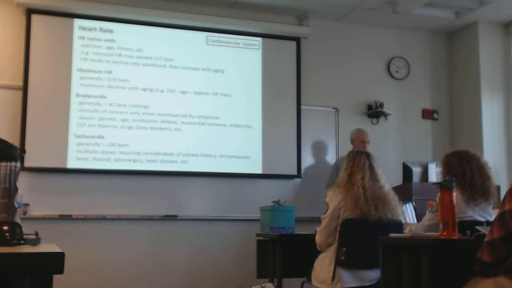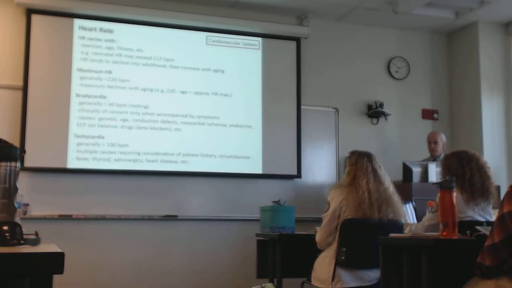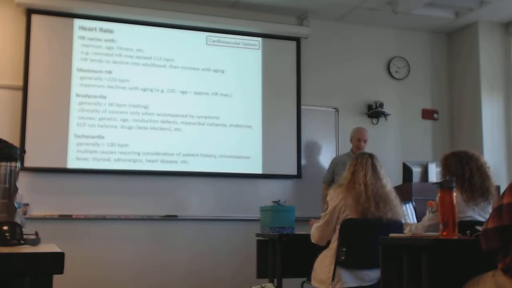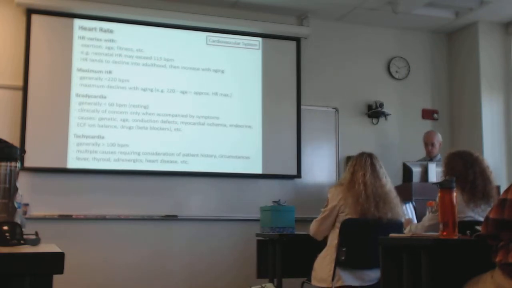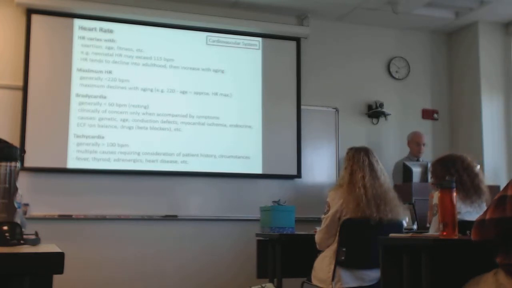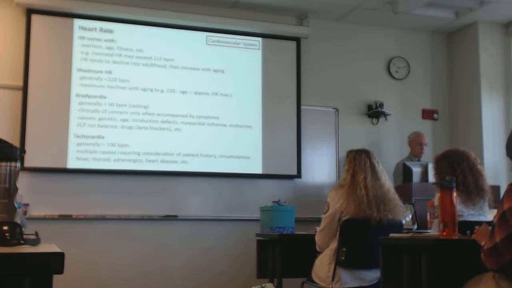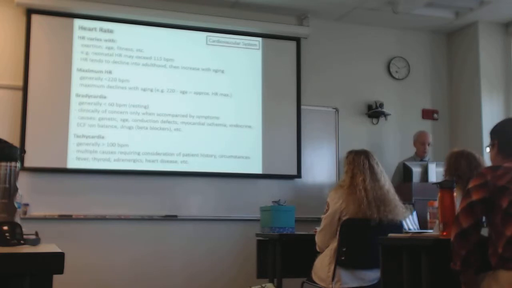Neonatally, it's relatively high, in some cases up around 115 or more. It tends to decline as we mature, and then as we move into advanced age, the heart rate tends to increase again, in part because of declining cardiac function, and that would be a compensatory response. The maximum heart rate is more of a clinical issue, but generally your heart rate should be less than 220. That would be an outward maximum. It tends to decline as we age.